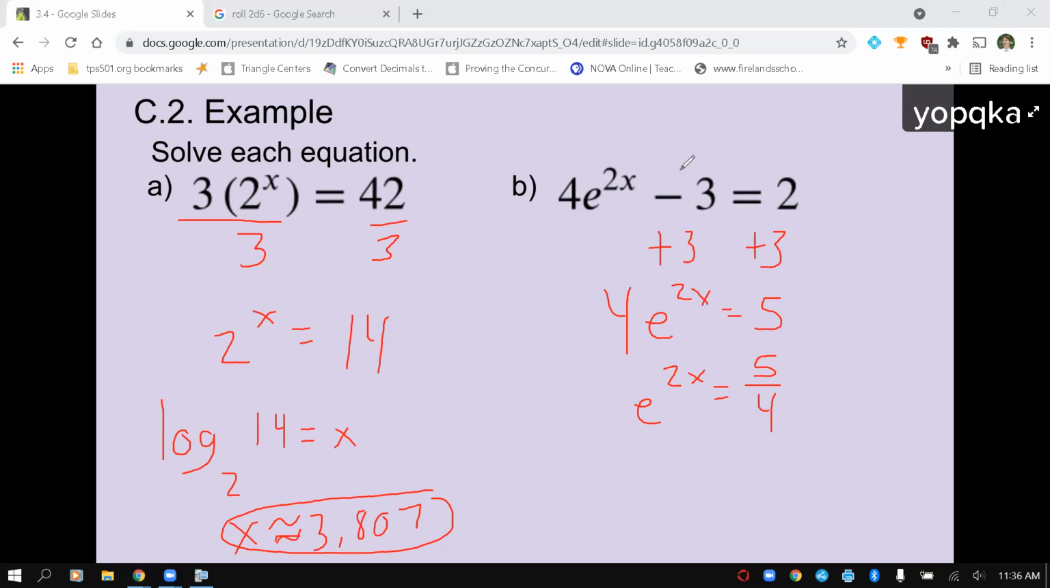And now I'm going to rewrite this. Now that it's in exponential form, I'm going to rewrite this as a logarithm. So it'll be log base e of 5/4, but really that's just the natural log of 5/4 equals 2x, because the exponent is 2x. So we have one more step to get x by itself. We have to get rid of the 2. To get rid of the 2, we divide. So the natural log of 5/4 divided by 2.